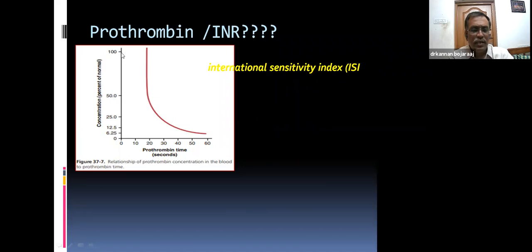And the prothrombin concentration in the blood decreases to 50%. It is roughly about this one, 20 and 25. So as the concentration decreases, the prothrombin time increases. That is the thing you have to remember. So the prothrombin time is directly related to the concentration of prothrombin in the blood. These are all percentage of normal: the prothrombin time in seconds is on the x-axis and the percentage concentration of prothrombin is on the y-axis.